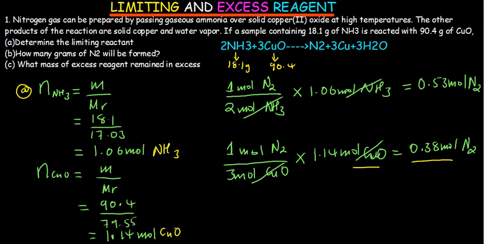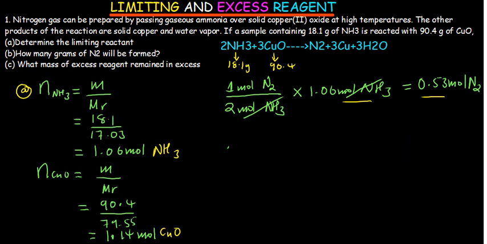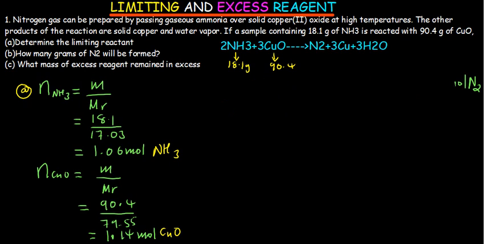Now we can see that when we use copper oxide, we are getting 0.38 moles. When we use ammonia, we are getting 0.53 moles. When we use this method to determine the limiting reagent, we look at the smallest number of moles produced. In this case, copper oxide has produced the smallest number of moles of product. That means copper oxide is the limiting reagent. So it is up to you to determine which method you are going to use to determine the limiting reagent. Now the next question is, how many grams of nitrogen will be produced?